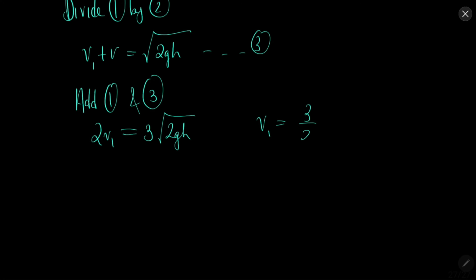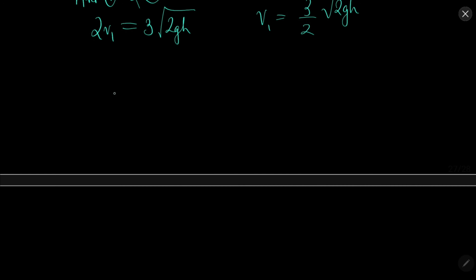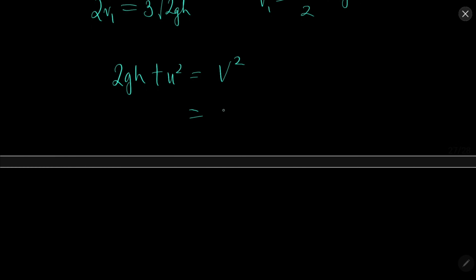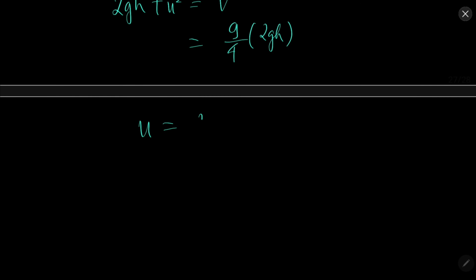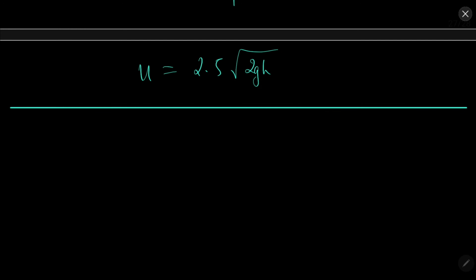V1 will be 3 by 2 root 2gh. So ultimately, 2gh plus u square equal to 9 by 4. This is V1 square, so it will be 9 by 4 times 2gh. So u will come out to be 2.5 root 2gh. So the block must travel with velocity greater than this to awake the man.